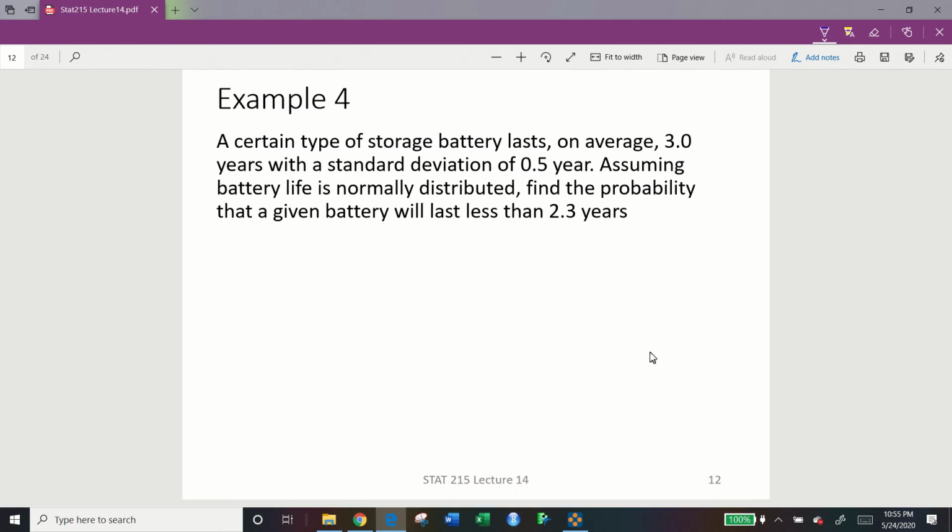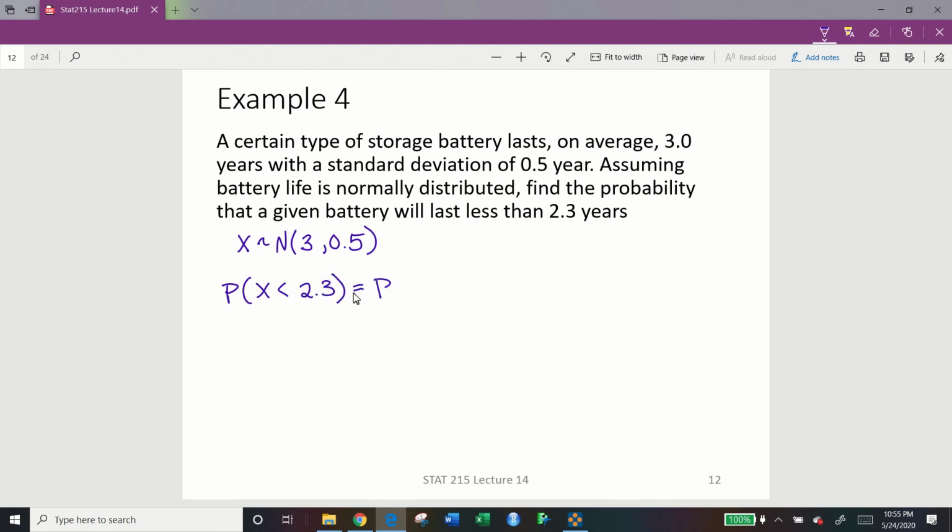So a certain type of storage battery lasts, on average, 3 years with a standard deviation of half a year. Assuming battery life is normally distributed, find the probability that a given battery will last less than 2.3 years. So we are given that x is going to follow the normal distribution with mean 3 and standard deviation of 0.5. We are asked to find the probability that a given battery will last less than 2.3 years.